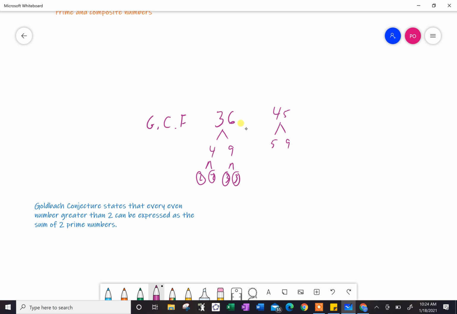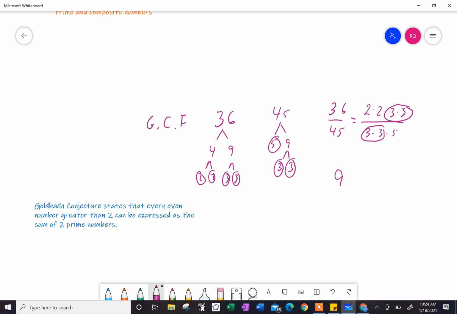45 I can write as 5 times 9. 5 is prime, but 9 is not. So 45 can be written as 3 times 3, which is 9, times 5. So now look at this. If I wanted to find the greatest common factor of 36 and 45, it would be 2 times 2 times 3 times 3 over 3 times 3 times 5. What do they have in common? And it looks like they have 3 times 3. So the greatest common factor of those two is 9.